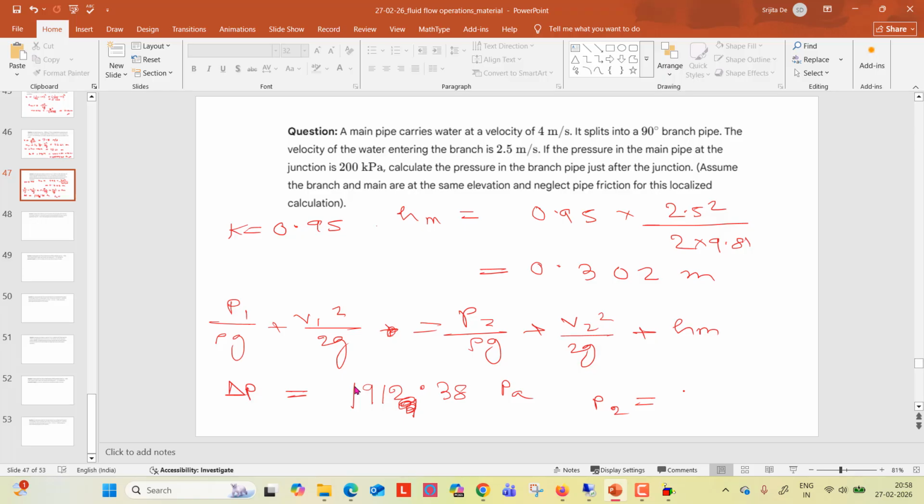So it will be plus 200 kilopascal. Okay. So it is 1.9 kilopascal. So plus 200 kilopascal. So it will be 201.9 kilopascal. Next.